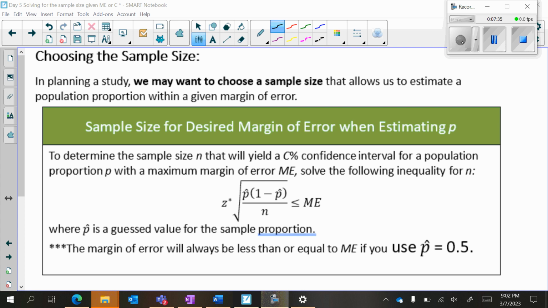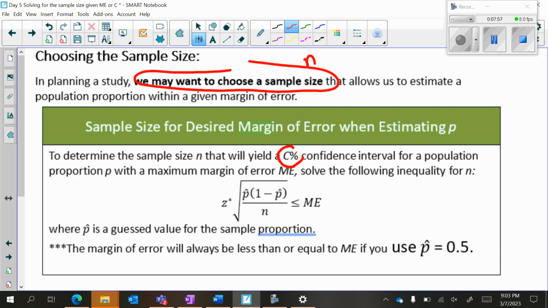Now, sometimes at AP, they're going to give you the margin of error that you want to be within, and they want you to choose the sample size, which is the N. You want to find the N that is going to allow us to be within this margin of error that's given to us. So they'll probably give us the confidence level, C, and then we'll get the Z star, and then they'll give us a specific margin of error they want us to be within. So this less than or equal to means within this given margin of error, okay? And basically what we have to do is try to solve for it.